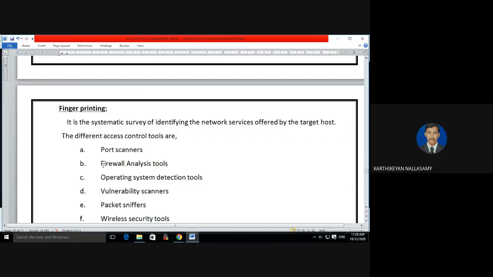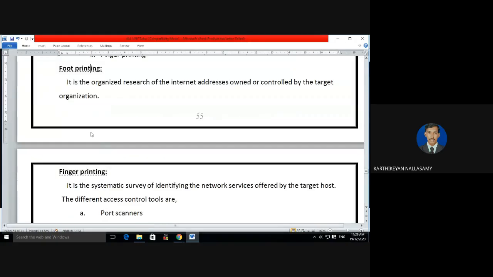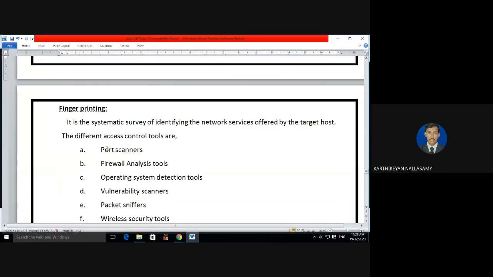And fingerprinting means that we are going to identify and apply only for the particular area, that is called fingerprinting. It means it is applicable only for the area which is suitable. Footprinting means that we are going to apply the security measures for all the areas, and fingerprinting means it is for the particular service and we apply it there.